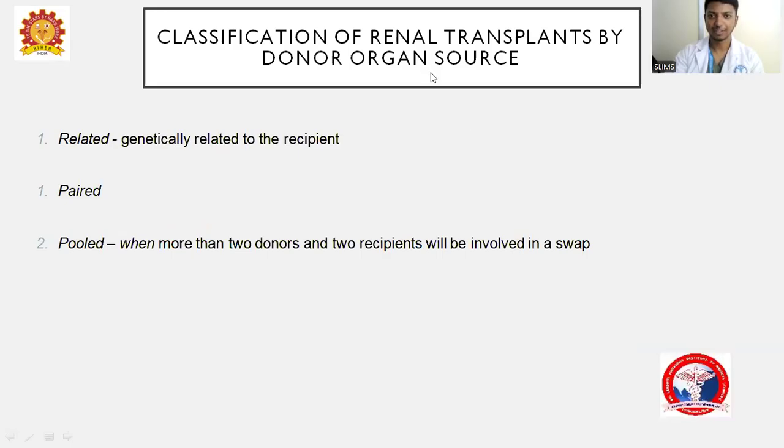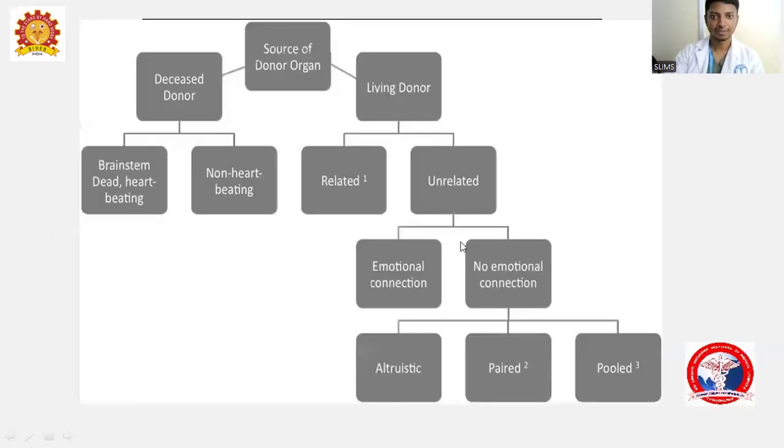So let's classify the renal transplant by the donor organ source. They can be related genetically to the patient. They can be paired or can be pooled, when more than two donors and two recipients will be involved in this swap.